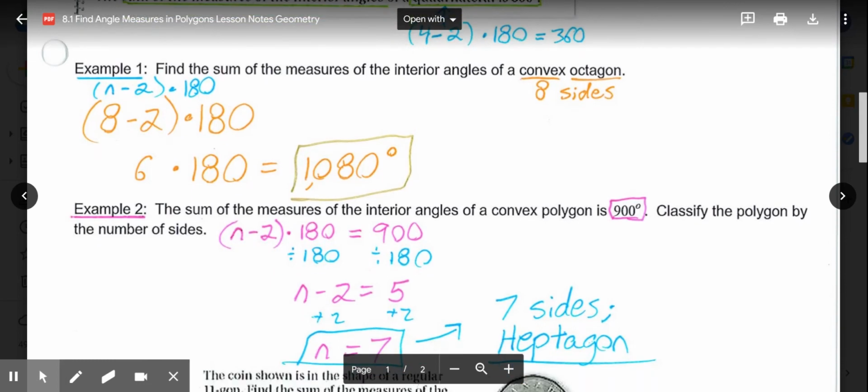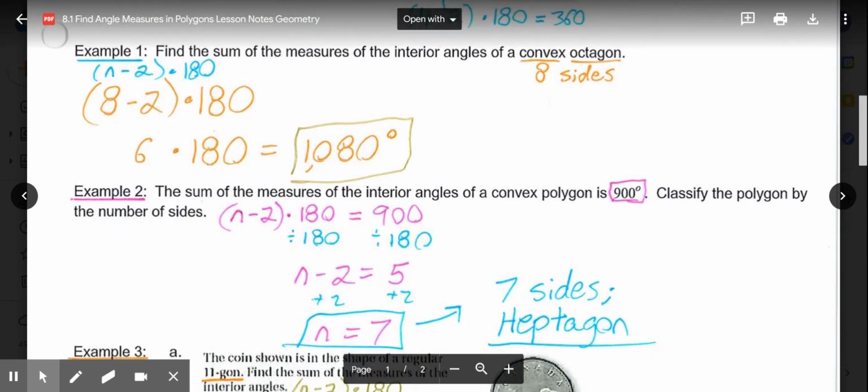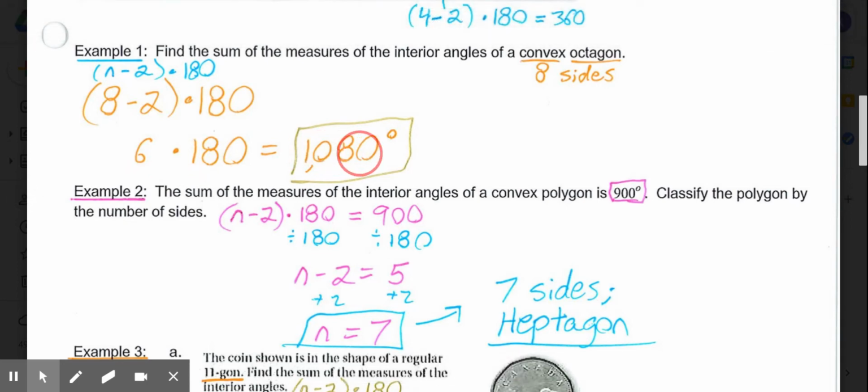Example 1 is looking at this idea of the theorem and asking us to find the sum of the measures of the interior angles of a convex octagon. We know octagons have 8 sides. Putting it into the expression, n minus 2 multiplied by 180, 8 minus 2 is 6. 6 multiplied by 180 is 1080 degrees.